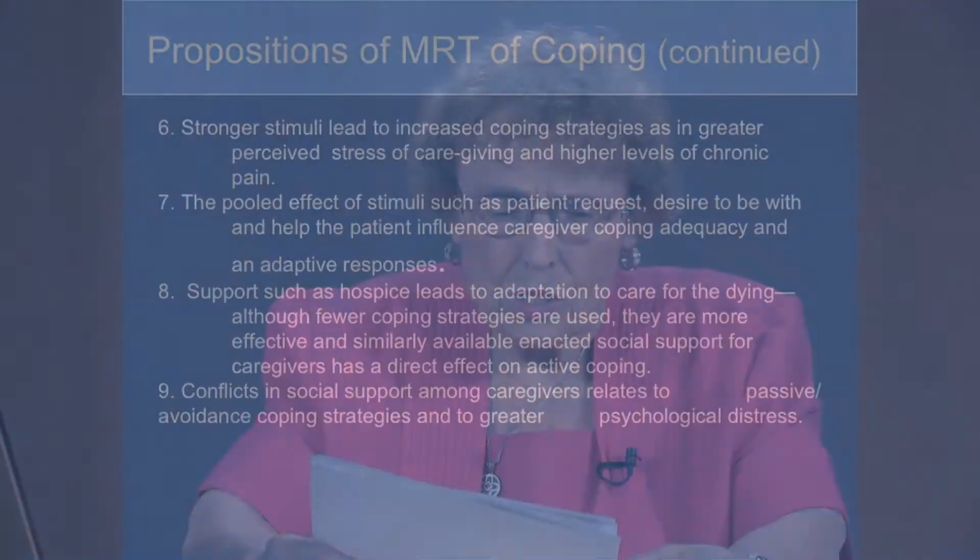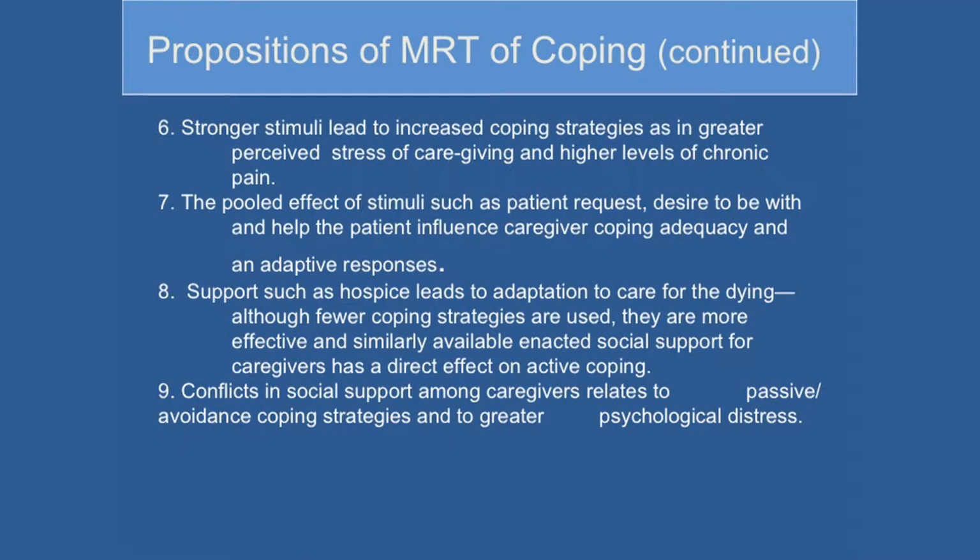In the next set of propositions then, 6 through 9, the two I want to highlight are the last two. Support, such as hospice, leads to adaptation to care for the dying. Although fewer coping strategies were used in these situations, they are more effective, and similarly, available enacted social support for caregivers has a direct effect on active coping.